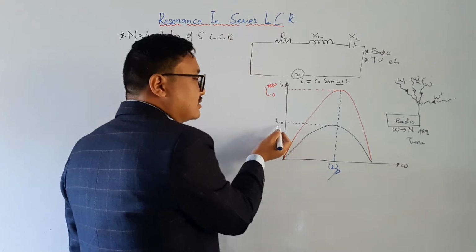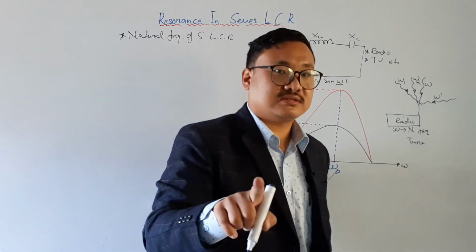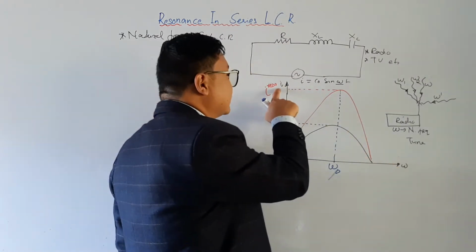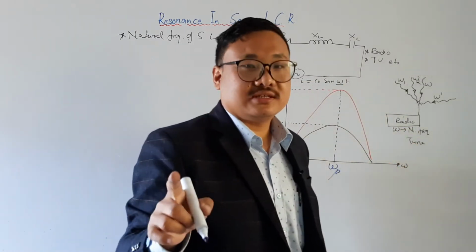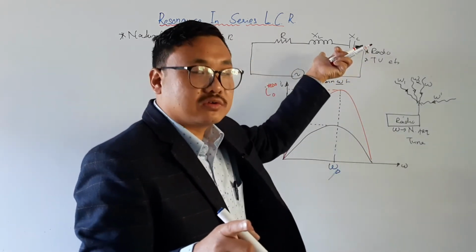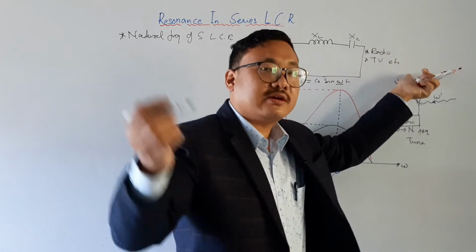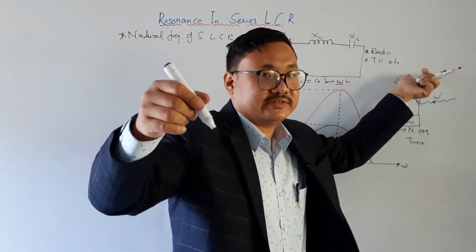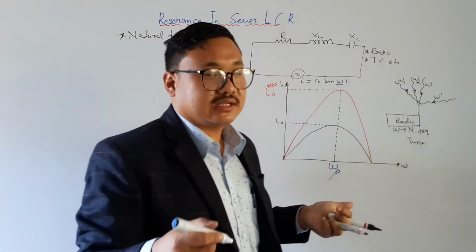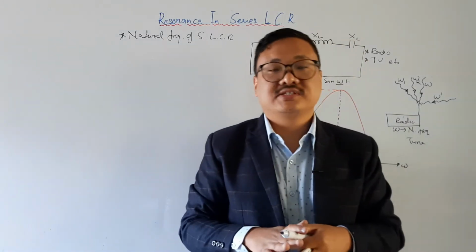So what is this I0? This I0 is the maximum current when there was no resonance, and this I0 at resonance is the maximum current when there is resonance. Resonance means when the natural frequency of the series LCR circuit matches with the frequency of the radio signal, at that time we get this. And what happens? There will be the maximum current. Now this is the physical interpretation, the physical explanation.